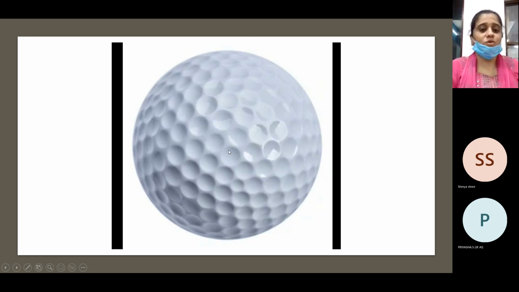So you can see the hemispherical depressions, the hemispherical cavities. All right, so this is a golf ball. They are hemispherical depressions. You cannot see them because it's shiny. The ball we are talking about has hemispherical cavities.